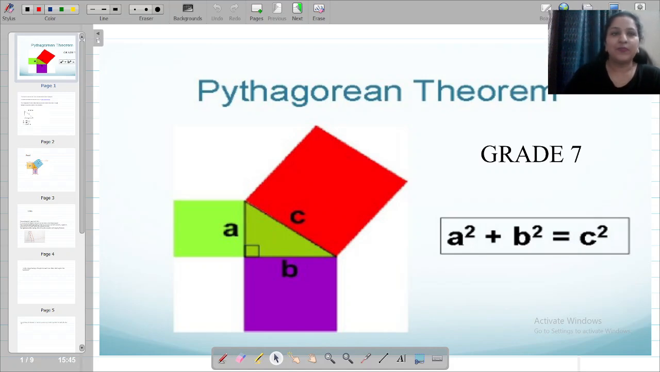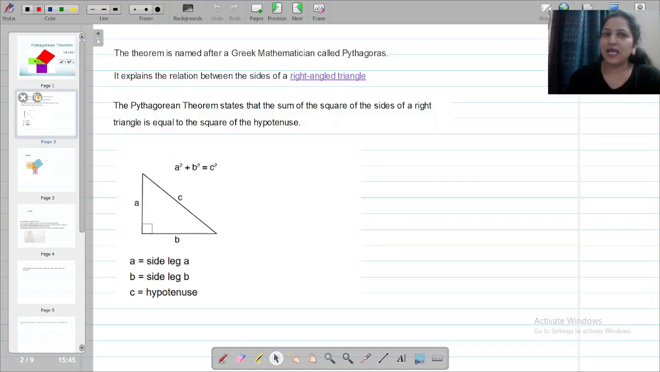So let's begin. You can see on the slide, this theorem basically is named after a Greek mathematician called Pythagoras. So you should know if we are talking about Pythagoras theorem, it is based on the name of a Greek mathematician whose name was Pythagoras. Another thing is when we are talking about Pythagoras theorem, this is applicable only in the case of a right angle triangle.